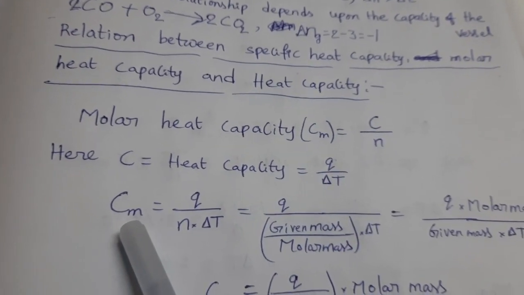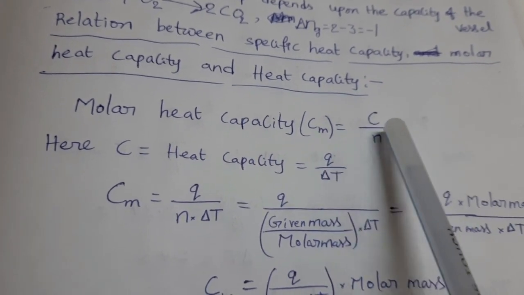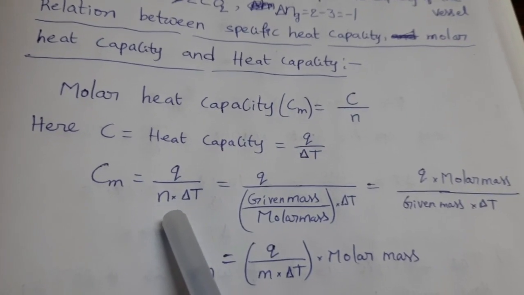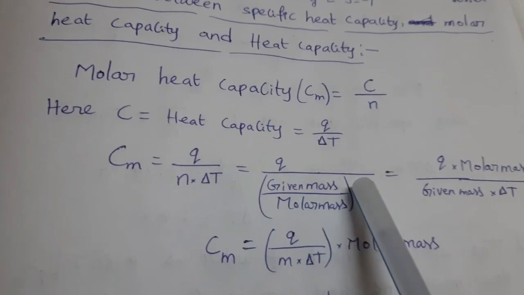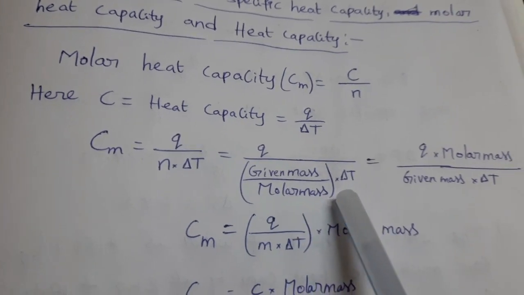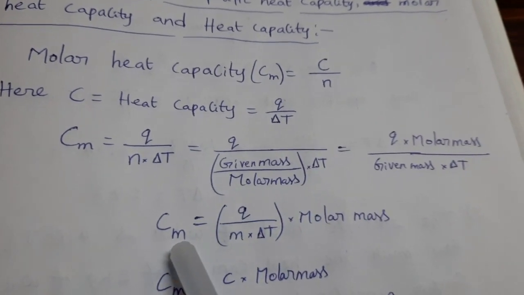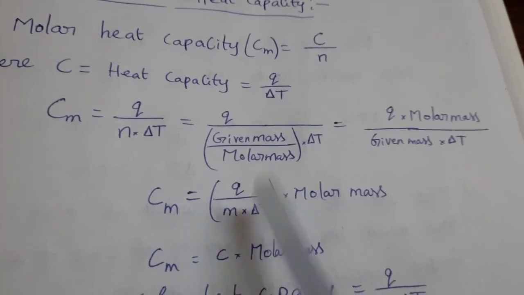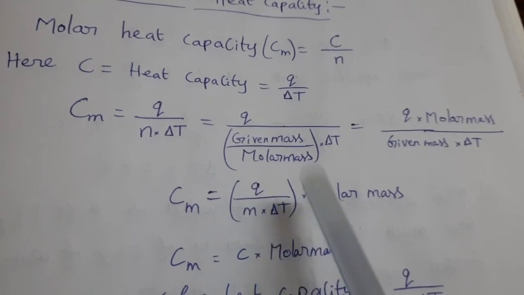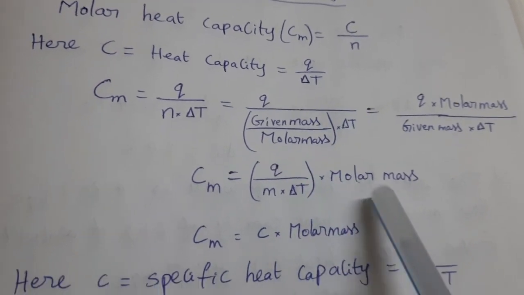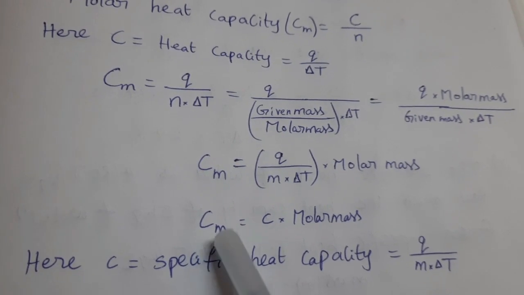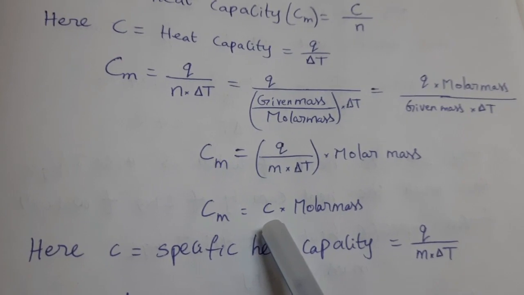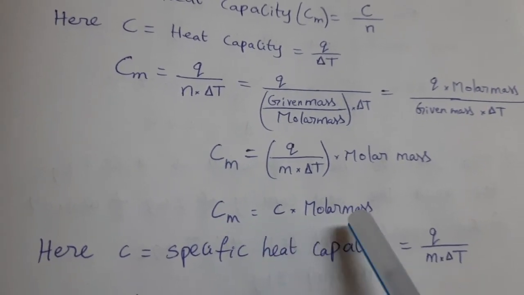Molar heat capacity Cm equal to, substitute this in this, then we can get this one. Now Q divided by n, what is that n? Number of moles. Formula: given mass divided by molar mass, into delta T. From this we can write molar heat capacity Cm equal to Q divided by M, given mass, into delta T. The molar mass comes to the numerator. So Cm equal to, what is this? Small c, that means specific heat capacity, into molar mass.